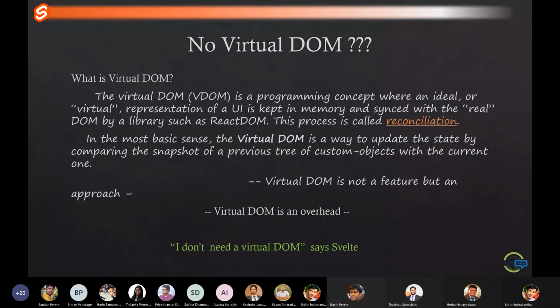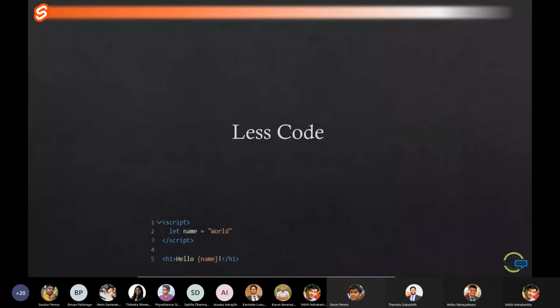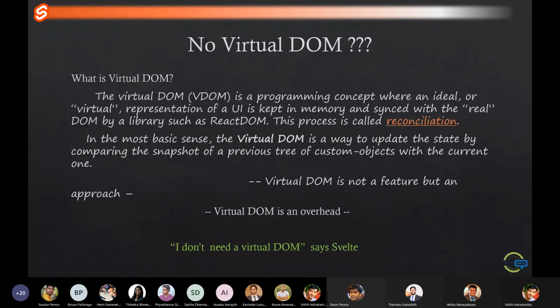Can anybody explain what the virtual DOM is, and can you explain briefly how the virtual DOM works? Okay. So first of all, I will explain what a virtual DOM is. It's a programming concept where an ideal or virtual representation of the user interface is kept in memory and synced with the real DOM by libraries such as React DOM. That is how it is defined on the React page.